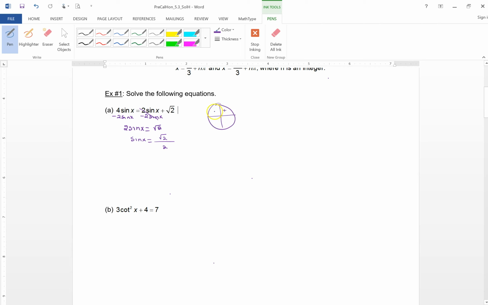Now I want the values for which the sine of x is equal to positive root 2 over 2. Remember, sine of x is positive in the first and the second quadrants. Sine of x has a value of root 2 over 2 at 45 degrees, which is the pi over 4s, so anything divided by 4. Here we have pi over 4, and the next one is 3 pi over 4. So x is pi over 4 and 3 pi over 4, except it repeats every 2 pi, so plus 2 pi n.